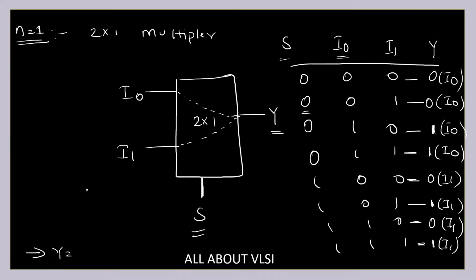Using this particular truth table, can anyone come up with the equation for y? Simple question you're going to have. Waiting for your responses. Using the truth table, can anyone come up with the equation of output y? It is a question.